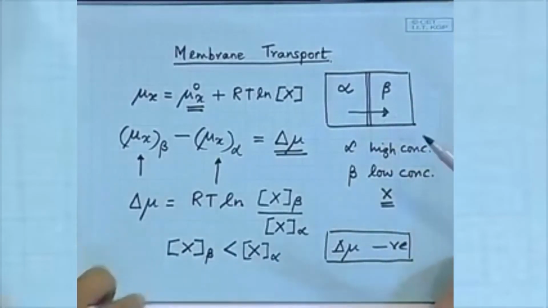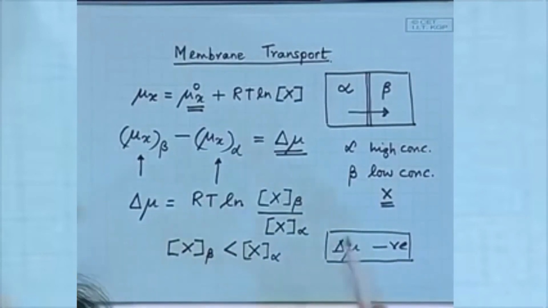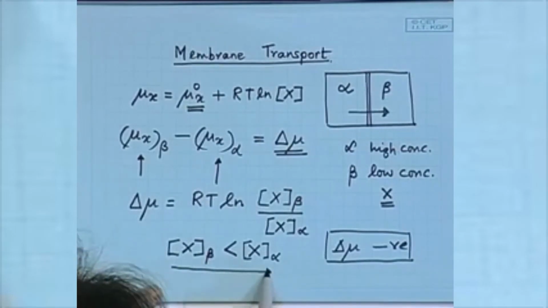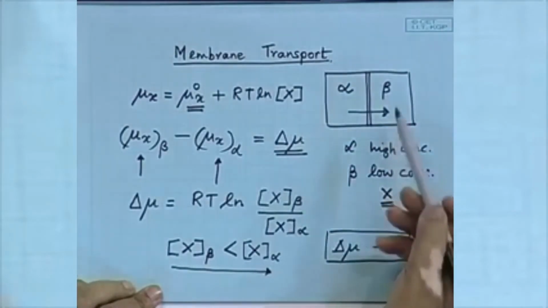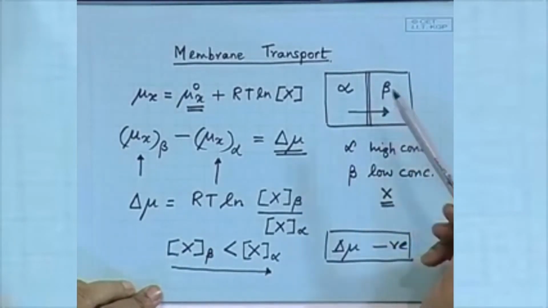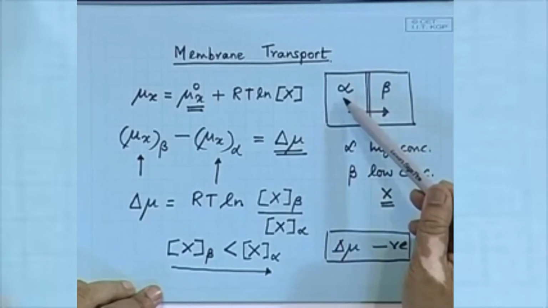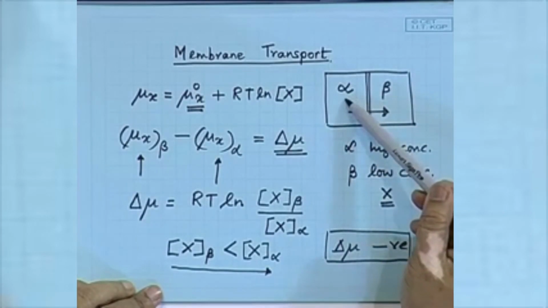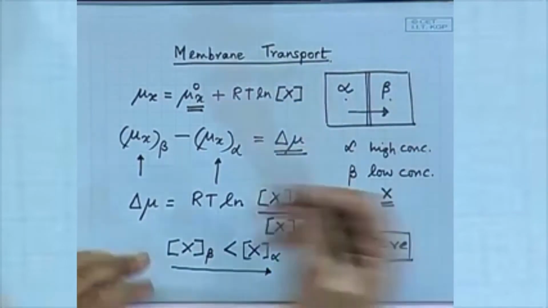This is something you have done before, just basic thermodynamics that all of you have studied. But what we are looking at is a normal spontaneous reaction that is going to occur here, because delta mu is negative and we have the transport of X going from alpha to beta, where the concentration of X in alpha is high and in beta is low.